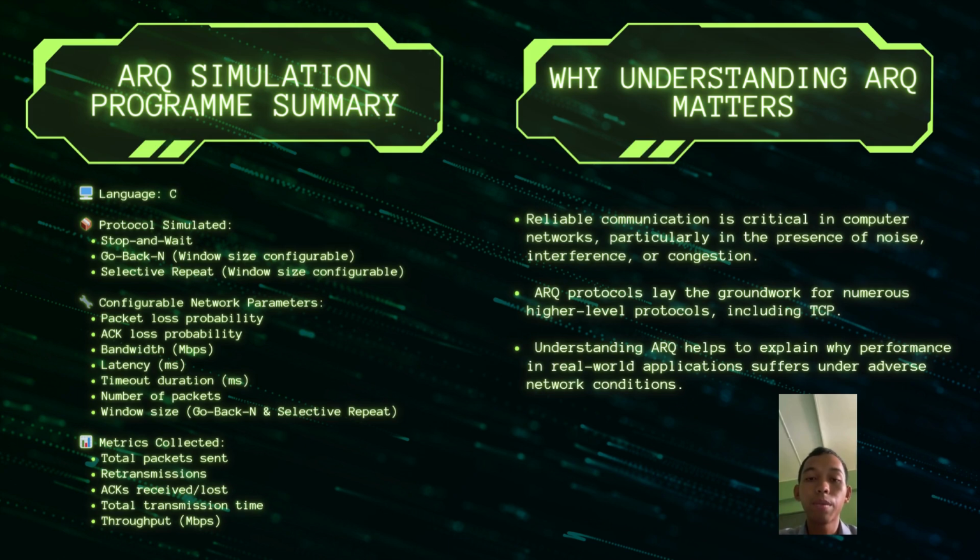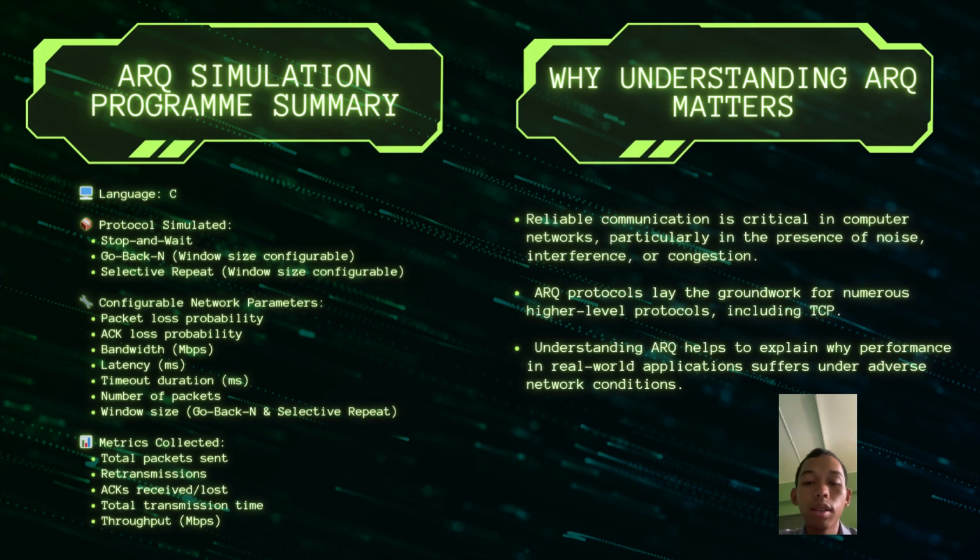This slide gives a quick summary of our ARQ simulation program and why understanding ARQ is important. First, the simulation was developed in the C programming language. It includes three protocols: stop and wait, Go-Back-N, and selective repeat, both with configurable window size. We can adjust various network parameters like packet and ACK loss probabilities, bandwidth, latency, timeout duration, number of packets, and window sizes. It also collects performance metrics such as total packet sends, retransmissions, ACKs, transmission time, and throughput.